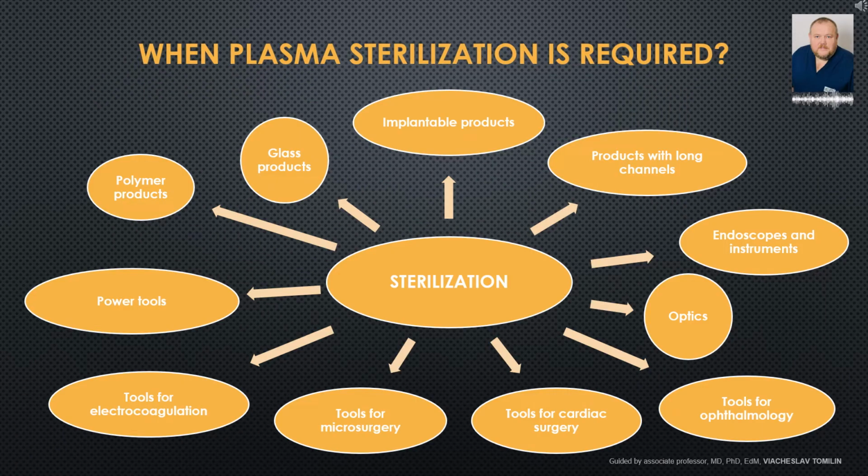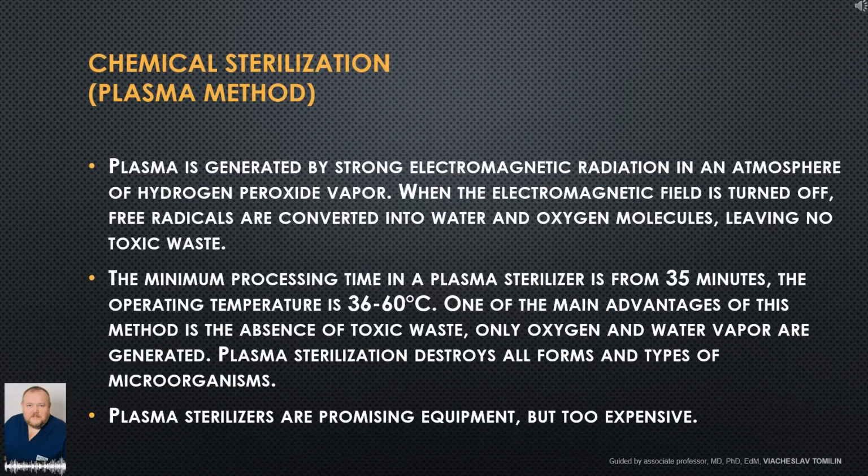When plasma sterilization is required: 1. Implantable products. 2. Products with long channels. 3. Endoscopes and instruments. 4. Optics. 5. Tools for ophthalmology. 6. Tools for cardiac surgery. 7. Tools for microsurgery. 8. Tools for electrocoagulation. 9. Power tools. 10. Polymer products. 11. Glass products.